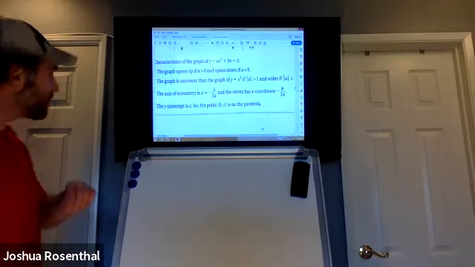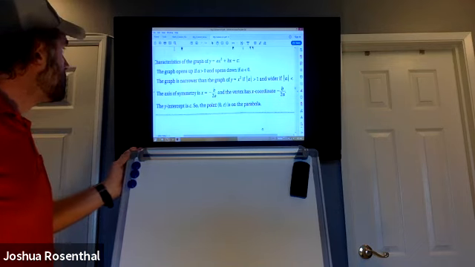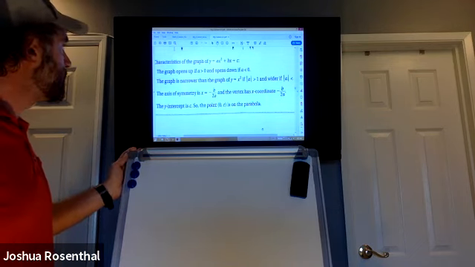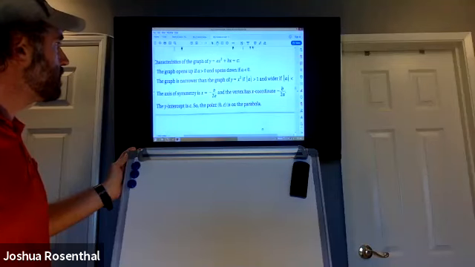Characteristics of the graph. And the graph opens up. Okay, we got that already. Graph is narrower than the graph of y equals.